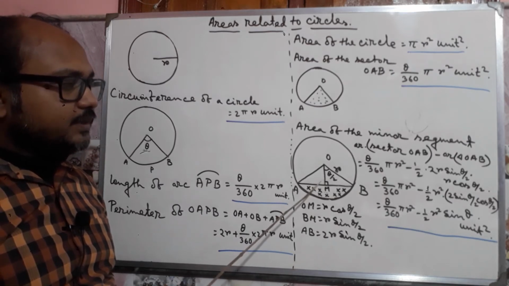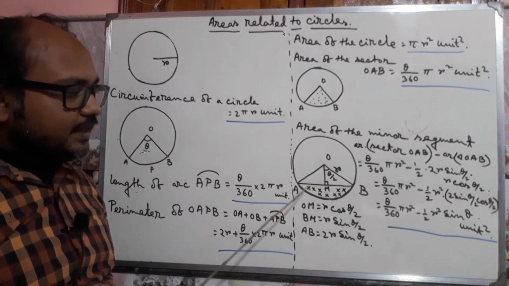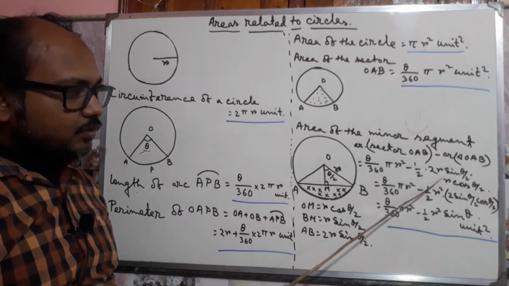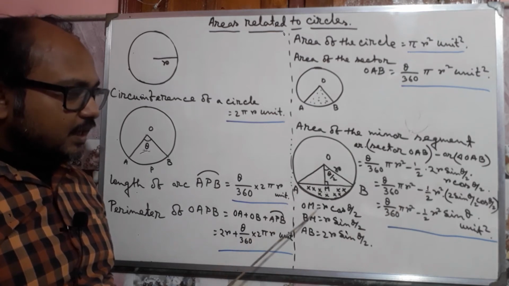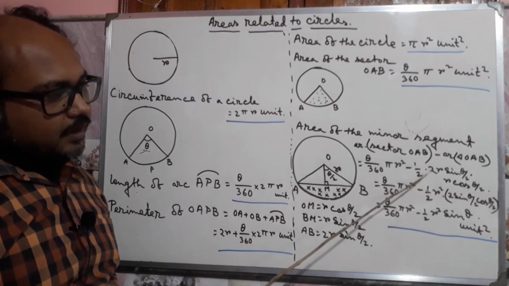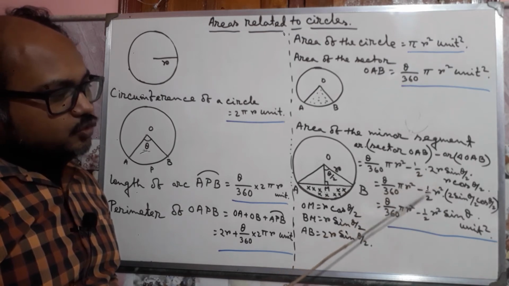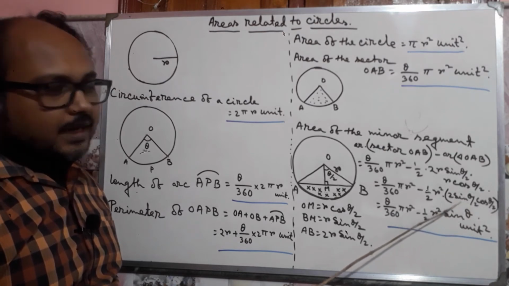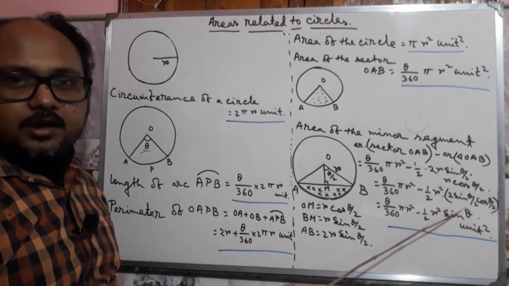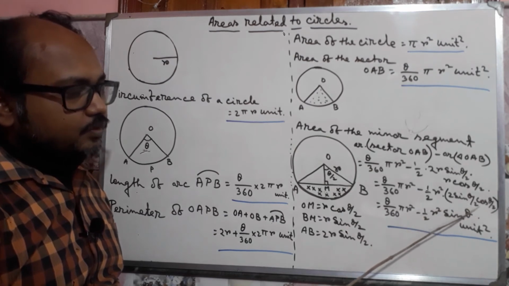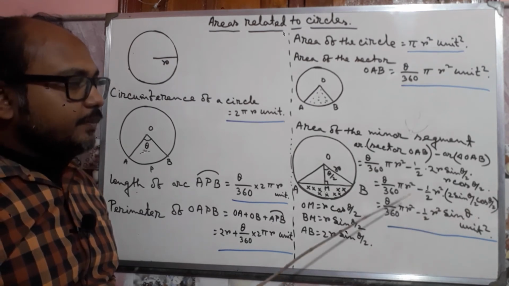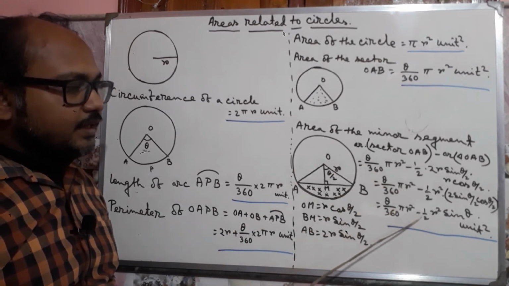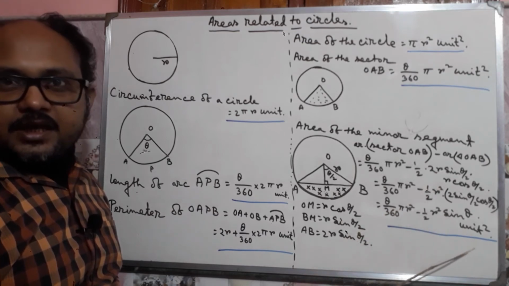Okay. Then area of this triangle is half into base into height, that is half into AB into OM. The length of AB is 2r sin theta by 2 and OM is r cos theta by 2, putting here, that is half r square into 2 sin theta by 2 cos theta by 2. You should know it is a formula. Later in class 11 trigonometry, you will know 2 sin theta by 2 cos theta by 2 is sin theta. So ultimately the area of the minor segment is theta by 360 pi r square minus half r square sin theta unit square.